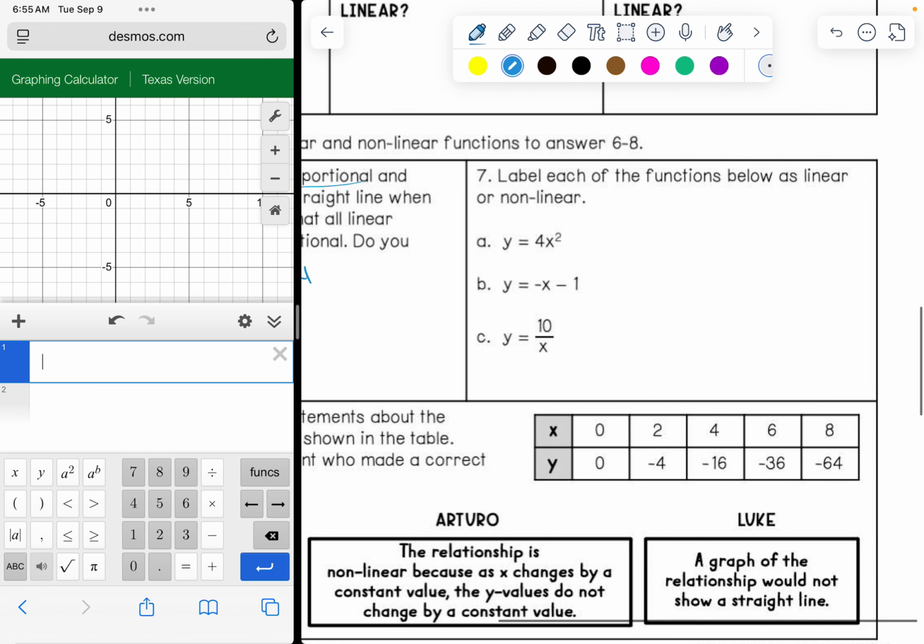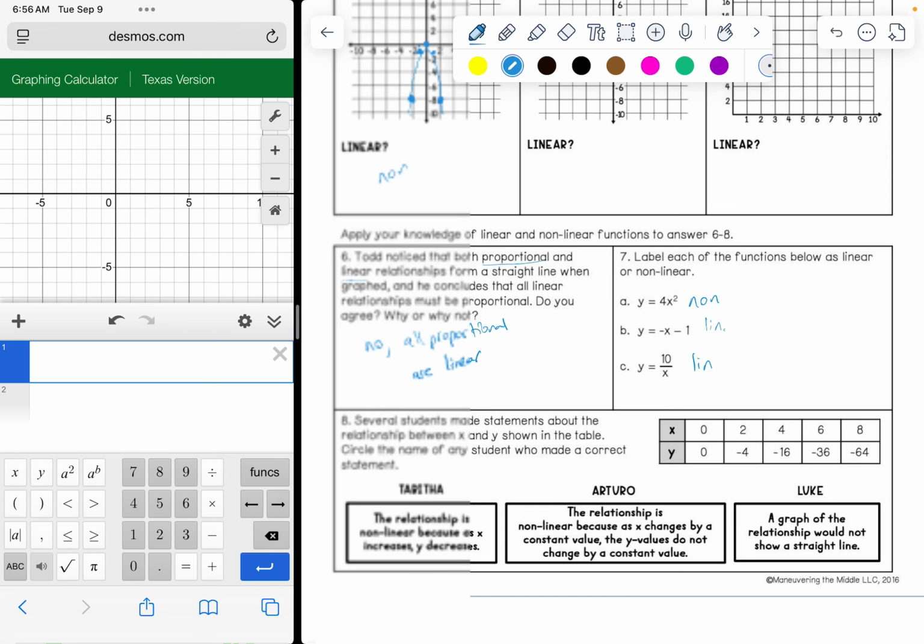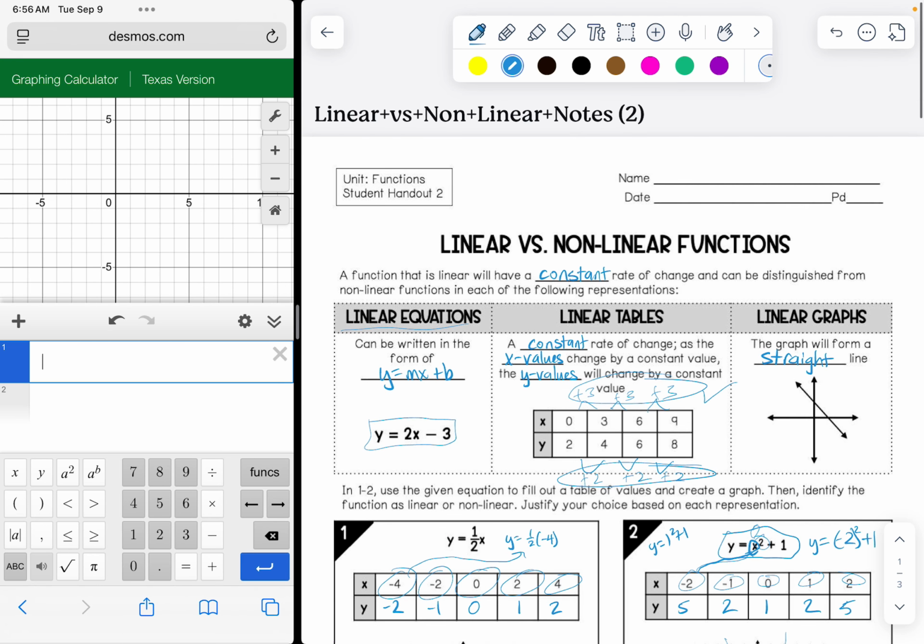Okay, the next one's pretty simple. Remember that if it has an exponent, it is nonlinear. So this first one's Dawn. Letter B does not have an exponent, so it is. So we'll just put linear. I'm going to put LIN. And then when we divide by x, that is going to be linear. Multiplication or division is fine. Okay, and on number 8.